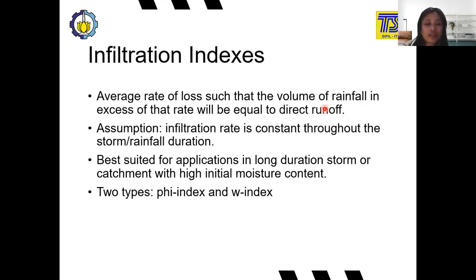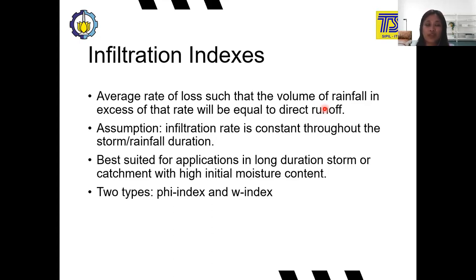It is best suited to applications in long duration storms or catchments with high initial moisture content. So if we have high initial moisture content, of course, the infiltration index will not be that big, because the water infiltrating into the soil will not be much, since it already has high initial moisture content.